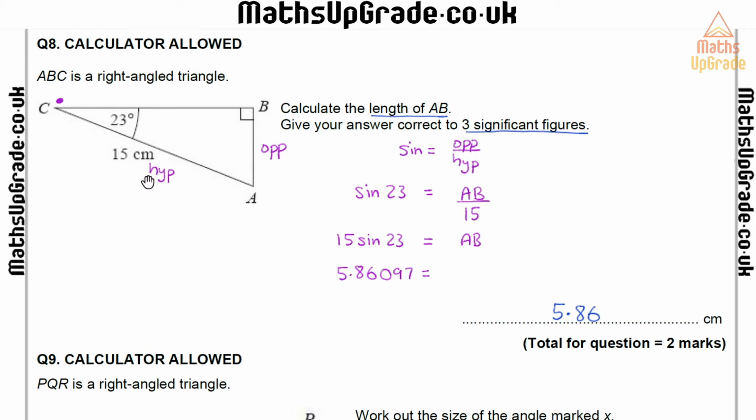So since it's the opposite and hypotenuse, they're related using the sin ratio. Sin equals opposite divided by hypotenuse. Substituting the angle, I'll get sin 23, and substituting in AB and 15 centimeters, I'll get sin 23 equals AB over 15. Rearranging this equation to get AB the subject of the equation, I'll multiply both sides by 15 to get 15 sin 23 equals AB. And then evaluating that on a calculator and rounding to 3 significant figures, I get 5.86 centimeters. And that question is 2 marks.